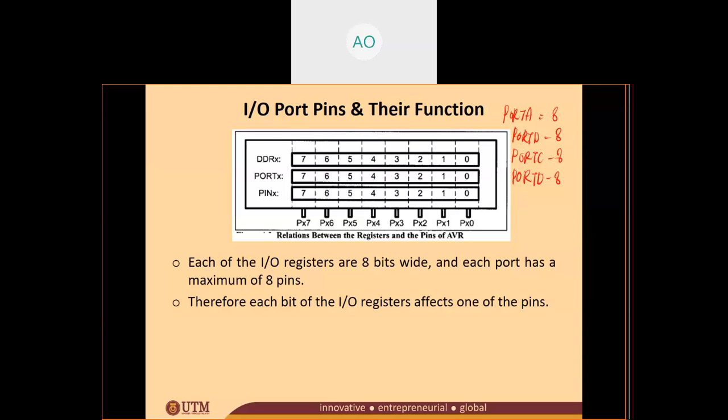Therefore, each bit of the I/O register affects one of the pins. So this is the register that I told you earlier lah. Each of the ports has 3 registers, which are DDRX, PORTX, and PINX, and this is your pin number. For example lah, let's say this is your port A. So this register here we call DDRA, PORTA and PINA, while the kaki kat sini, the legs here, the pins here, we label as PA7, PA6, PA5, PA4 until PA0. So the total number of pins is 8 pins out, so the number of bits is also 8-bit data.